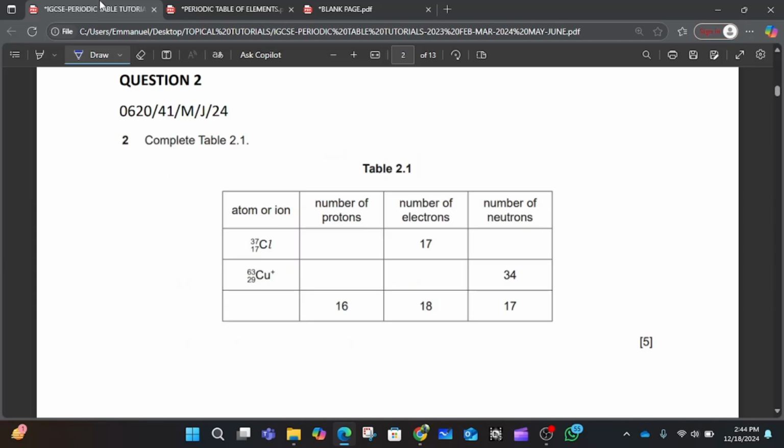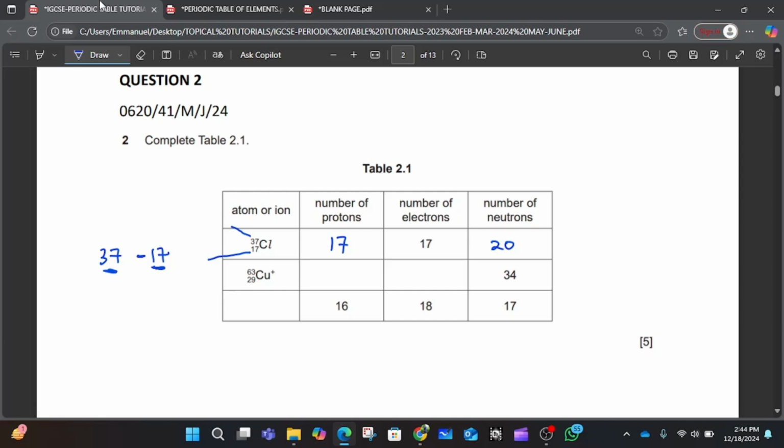The next question is question 2 of May-June 2024, paper 4.1. We are supposed to complete this table. So for the number of protons of chlorine, it is 17. This is the proton number, and that is the mass number. Mass number is also the same as nucleon number. And number of neutrons can be found by subtracting the proton number from the mass number. So this is the mass number, this is the proton number. When we do that, we get 20.